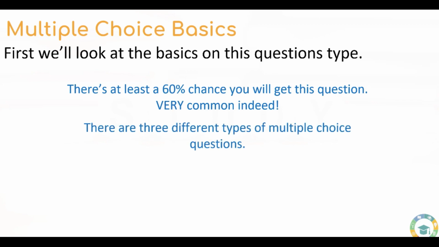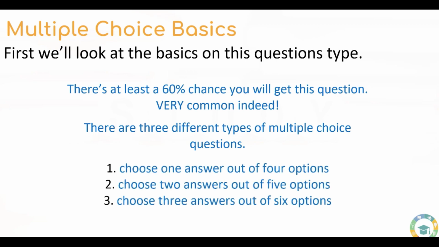There are 3 different types of multiple choice questions, and here they are. First, you have choose one answer out of 4 options. Then you have choose 2 answers out of 5 options, or possibly 2 answers out of 5 or more options. Then you have choose 3 answers out of 6 options. Number 1, choose one answer out of 4, is by far the most common type of multiple choice question you will get. But in this lesson, we will look over all 3.